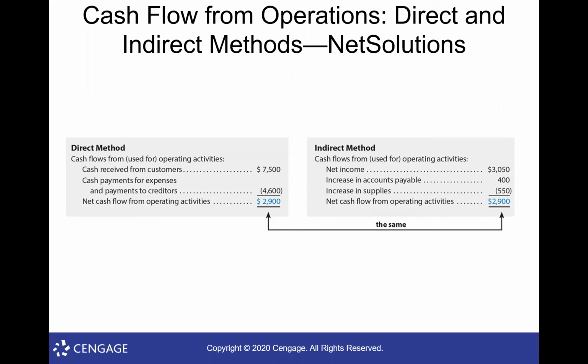Again, this seems easier, but in the end, indirect yields more valuable information, which is why most businesses have switched to using that method. And under generally accepted accounting principles, I believe the direct method is still allowed, but indirect is kind of the preferred method.